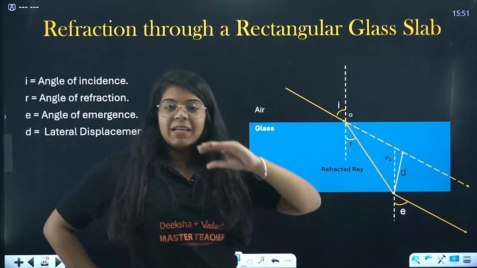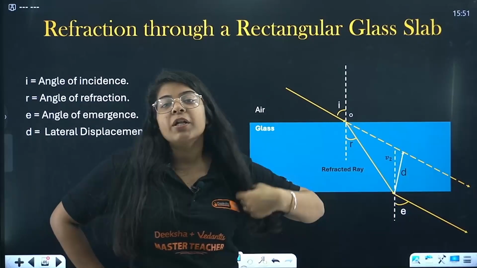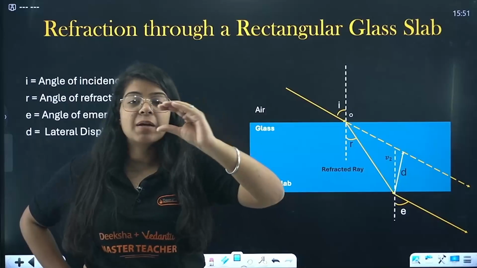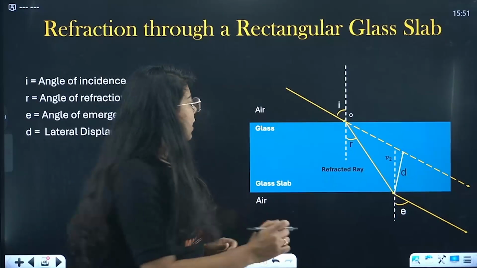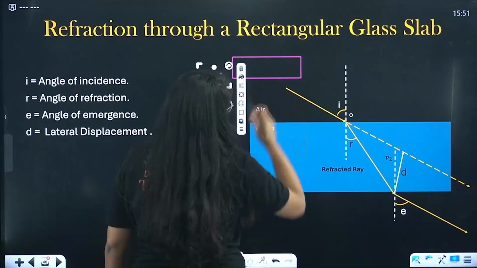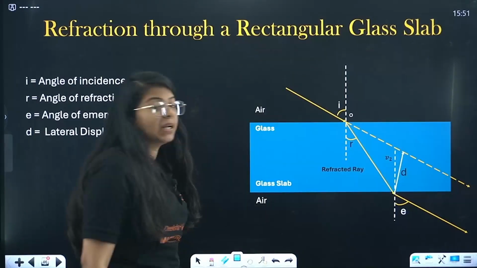You will have a glass slab in your labs as well. It's like a block of glass, a big block of glass. It will look something like this. It is made up of completely glass.